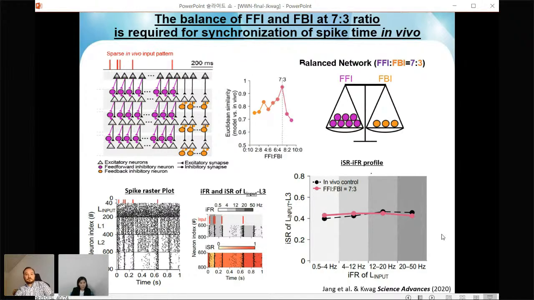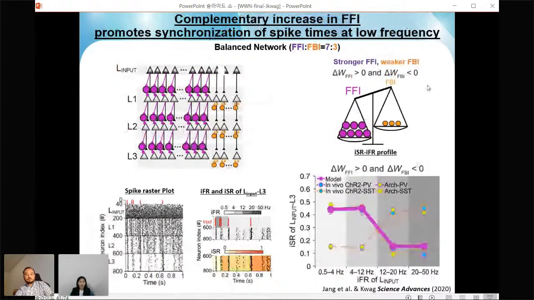in our work. Now, using this balanced network, we're going to perturb it by making the synaptic weights of feed-forward inhibition stronger. To complement the increase in the synaptic weights of feed-forward inhibition, and to balance the total amount of inhibition in the network, we decreased the synaptic weights of feedback inhibition, so that there's a higher weight of feed-forward inhibition than feedback inhibition. When we do that in the network, feed the same spike train and plot the iSR-IFR profile, surprisingly, this is very similar to what we see in tunnel activation of PV or inactivation of SST.